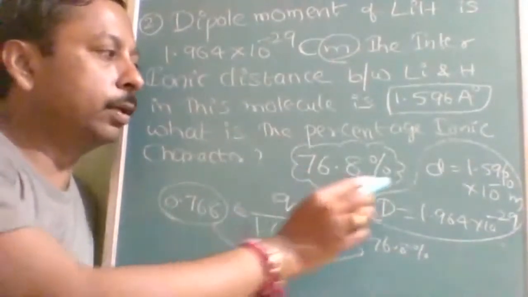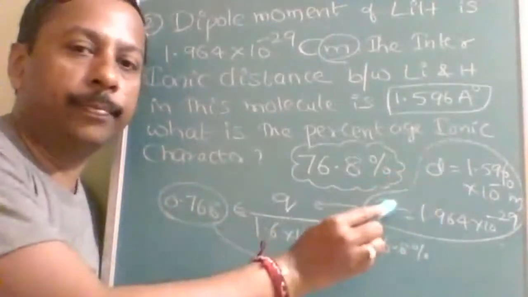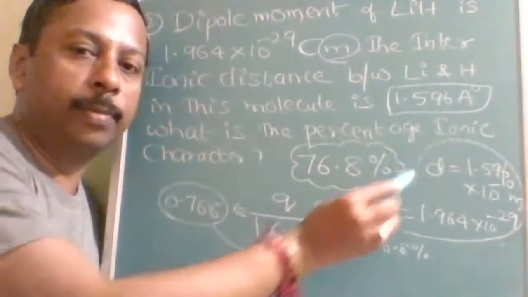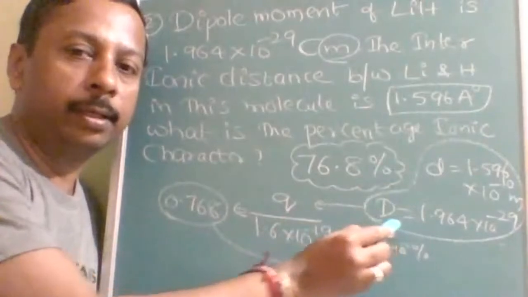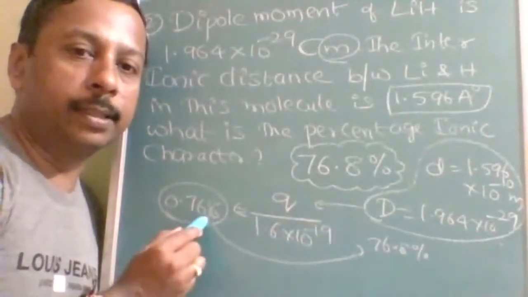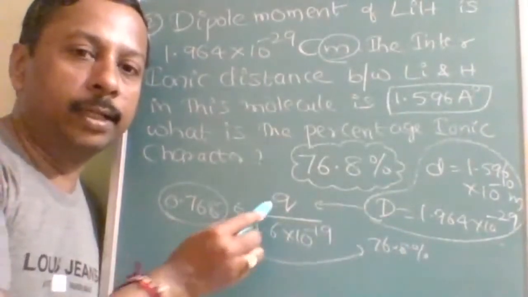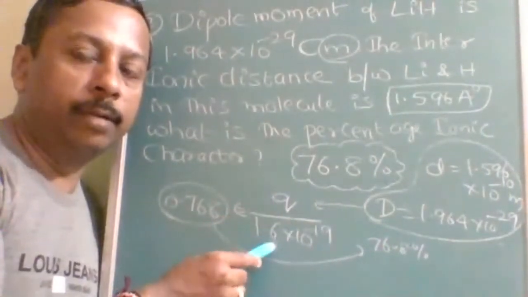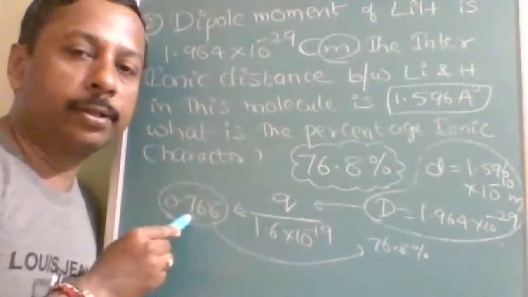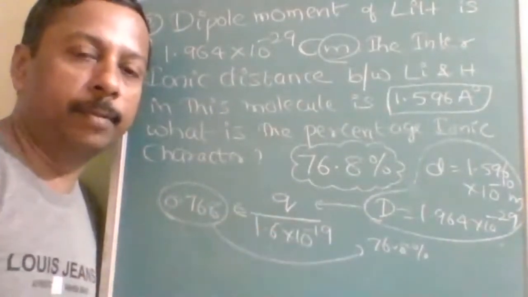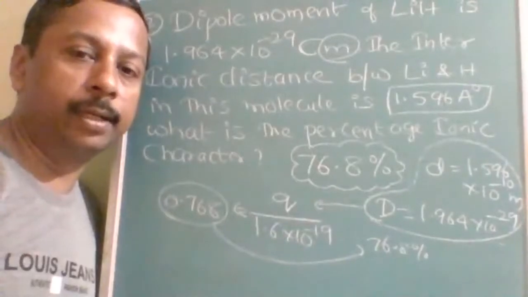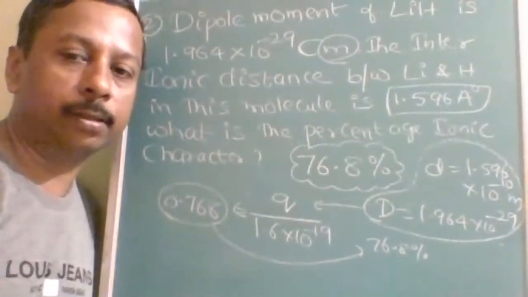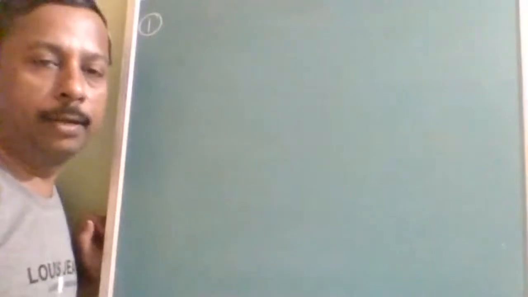First, by using D is equal to Q into d, or Q is equal to capital D by small d, you will get some value. That value divided by 1.6, then you will get the fraction. That fraction is 0.768, or percentage will be 76.8%. Okay, we understood the first application of the dipole moment. What is that? Percentage ionic character.